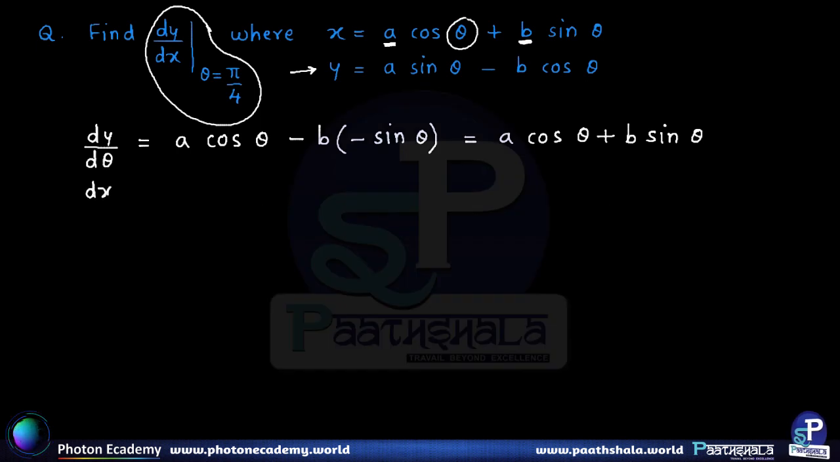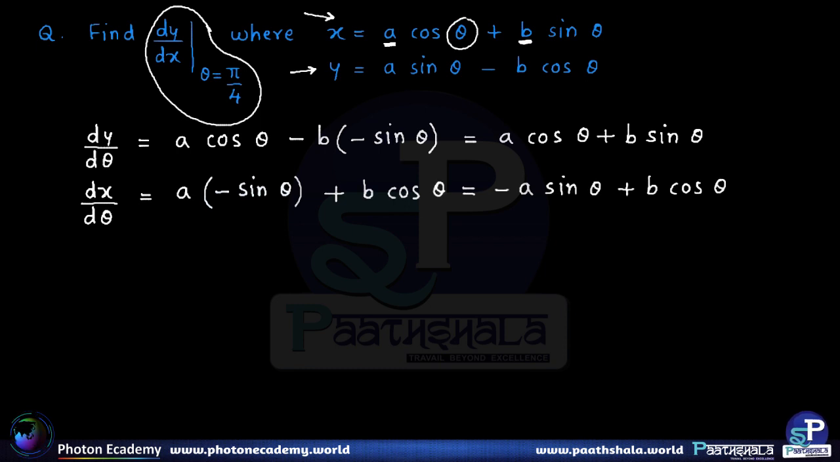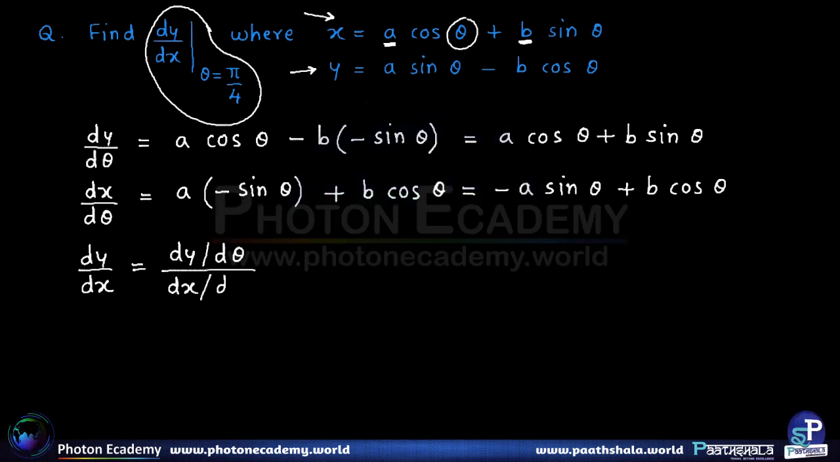Similarly, let's find out the derivative of x with respect to theta. Now x is given by a cos theta, so the derivative will be a into the derivative of cos, which is minus sine, plus b into the derivative of sine, which is nothing but cos, so that will be b cos theta. So just to rewrite that, it is minus a sin theta plus b cos theta. Now what we want to find is dy by dx, which is given by the formula dy by d theta upon dx by d theta.